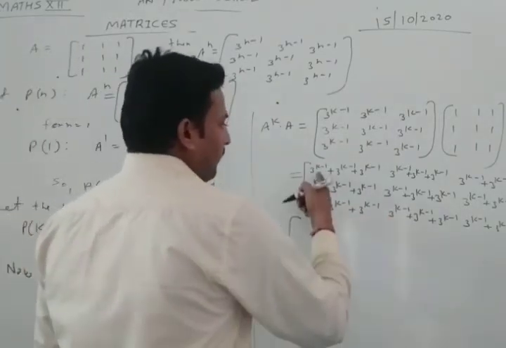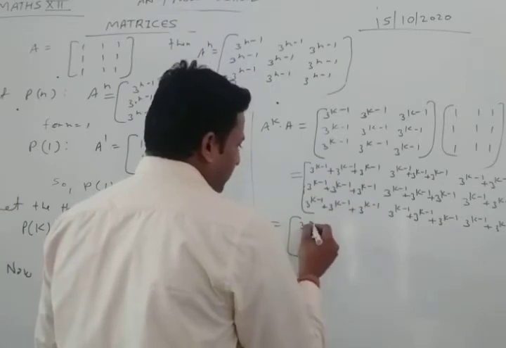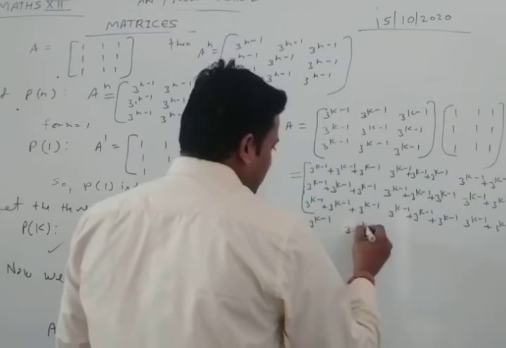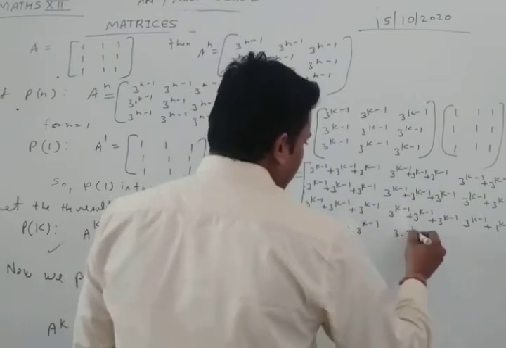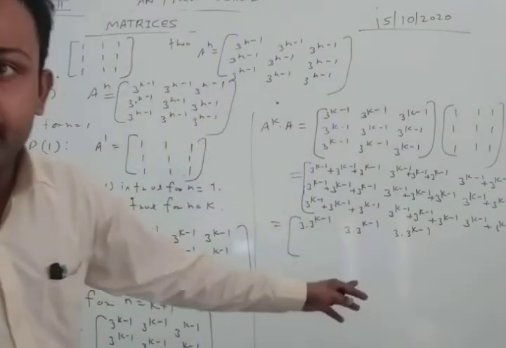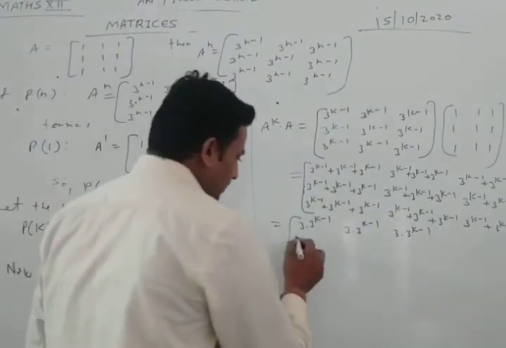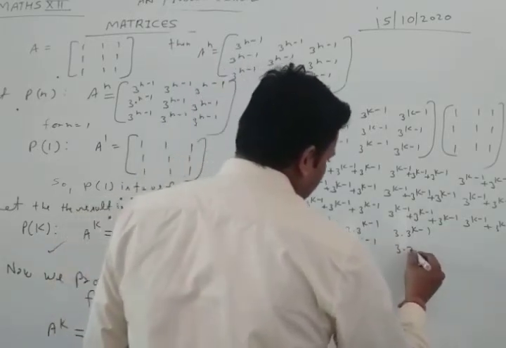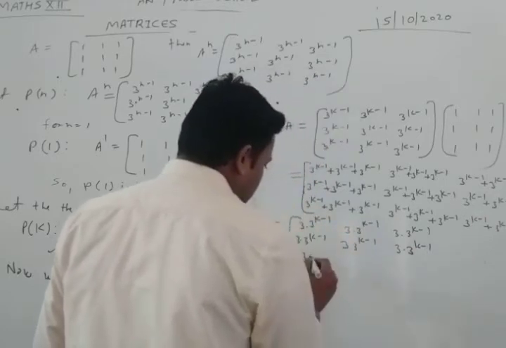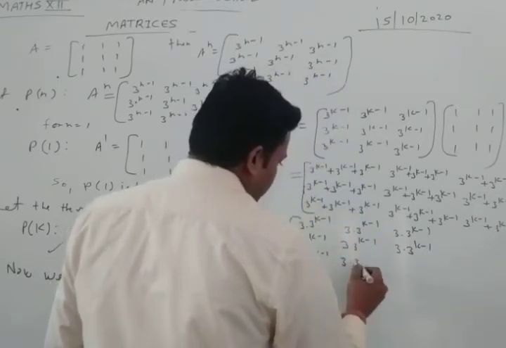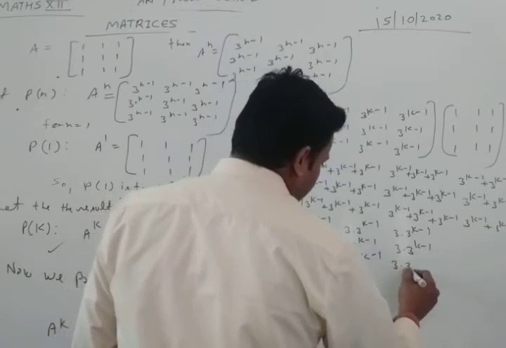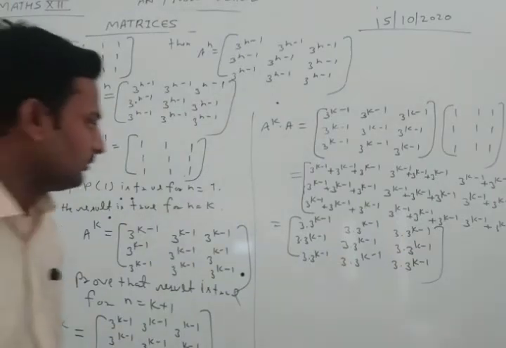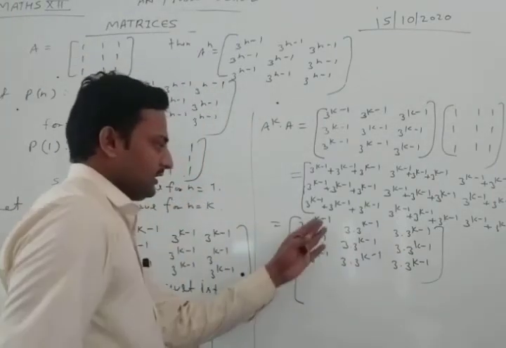We get 1 times, 2 times, 3 times. So this is 3 times 3 to the power k minus 1. This is also 3 times 3 to the power k minus 1. We can write, okay, 3 into 3 to the power k minus 1. Again repeat this, 3 into 3 to the power k minus 1 for every entry. Okay, now solve this.